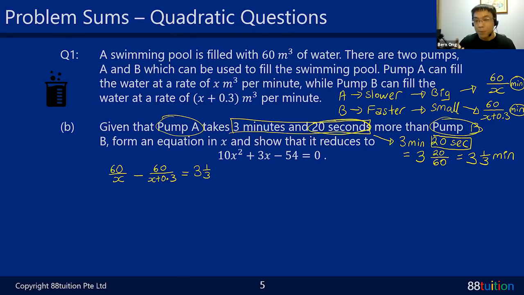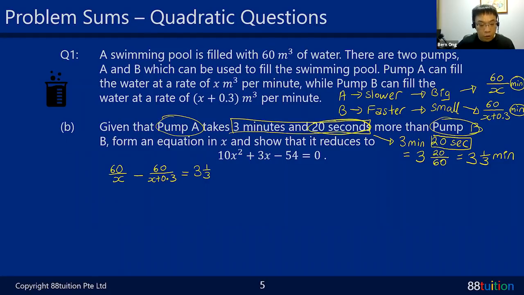All right. So remember, it's A minus B to give you the difference. Differences in terms of timing here. A being slower, we have a bigger number. B being faster, we have a smaller number. And the difference between A and B is the 3 and 1/3. So that is how you form your equation.